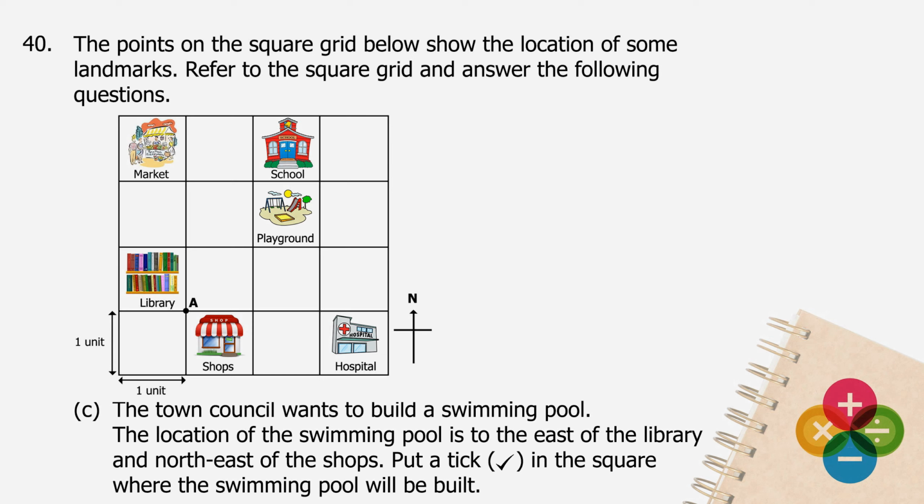C. The town council wants to build a swimming pool. The location of the swimming pool is to the east of the library and northeast of the shops. Put a tick in the square where the swimming pool will be built. The square marked with a tick will be the location where the swimming pool is built.